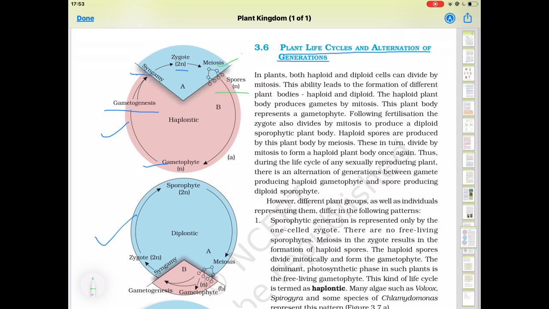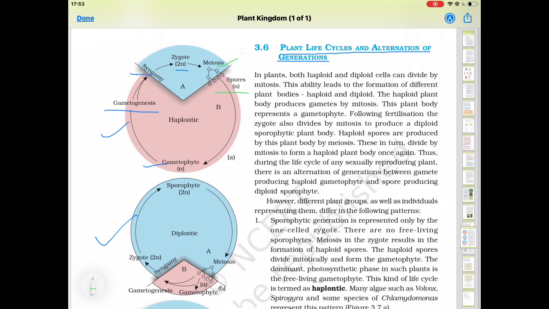So in this haplontic life cycle, alternation of generation also is present. Main plant body is gametophytic and the short-lived zygote represents the sporophytic phase, and this shows alternation of generation.